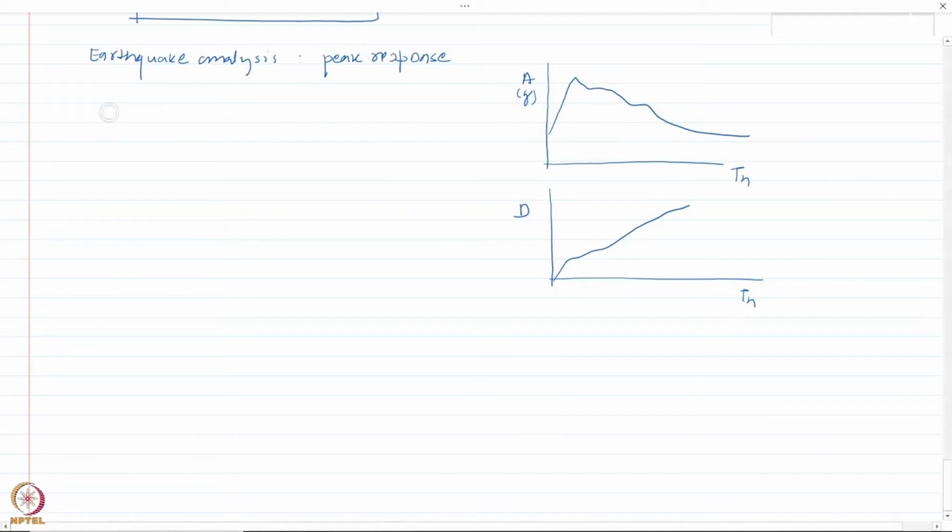So if I write it, remember these were drawn for, let us say, Z double dot plus 2 zeta omega n Z dot plus omega n square Z, and this is equal to minus ug of t. So this response spectra basically corresponds to this equation here. Okay, and same for the deformation.